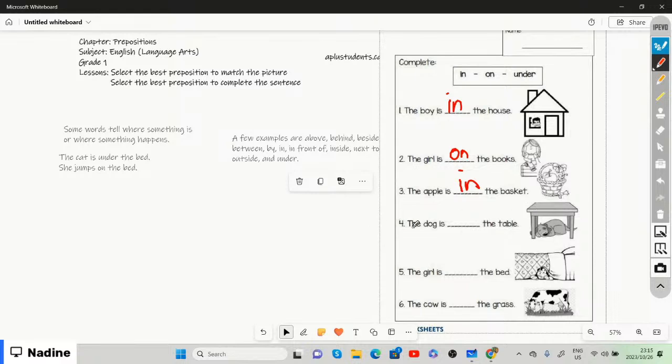If we look at the picture of the dog, so we can then say the dog is under the table, right? The girl, is she in her bed, on her bed, or under her bed? Look at where the girl is. Is she in her bed, on her bed, or under her bed?